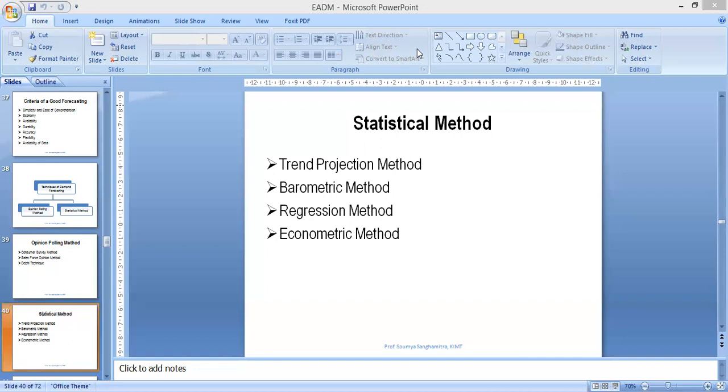And the advantage of this method is that this method possesses all the advantages of the regression method, based on causal relationship, producing reliable and accurate results.